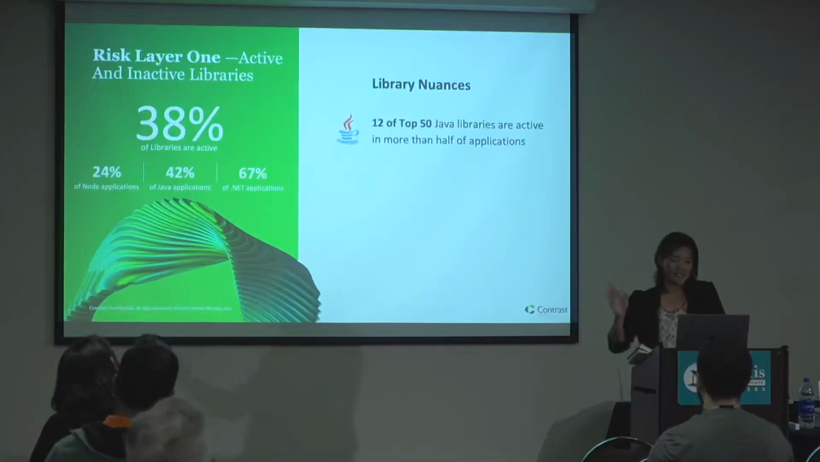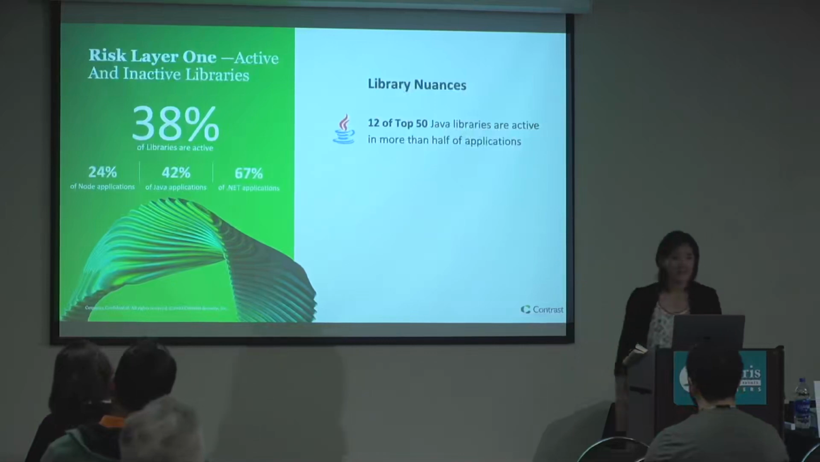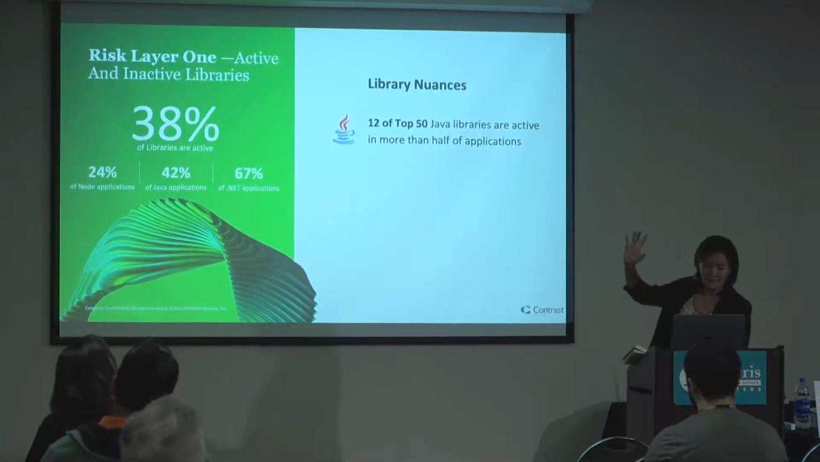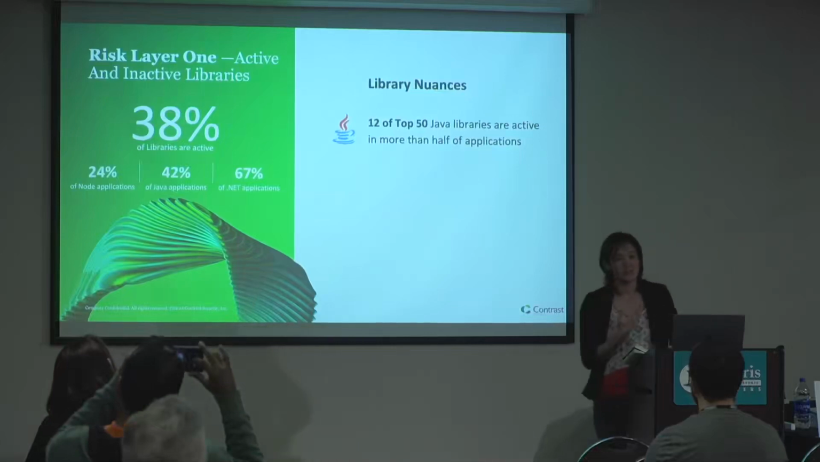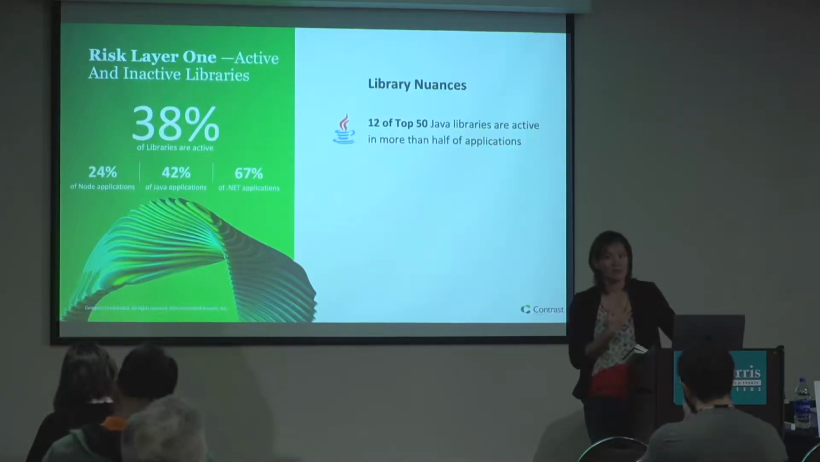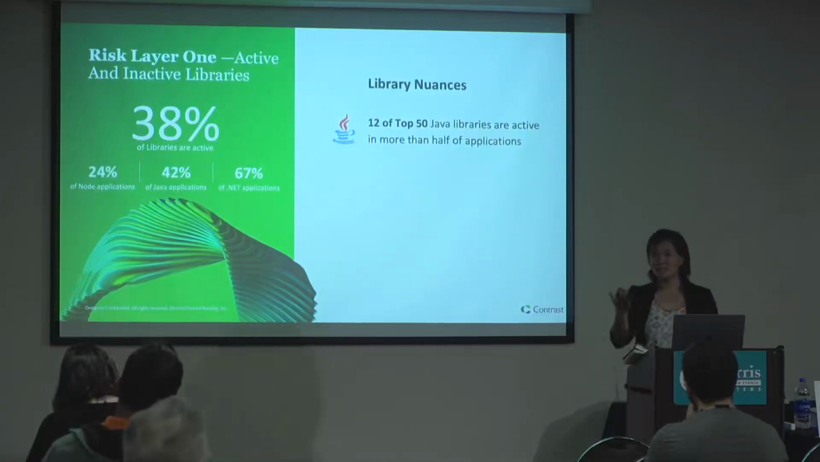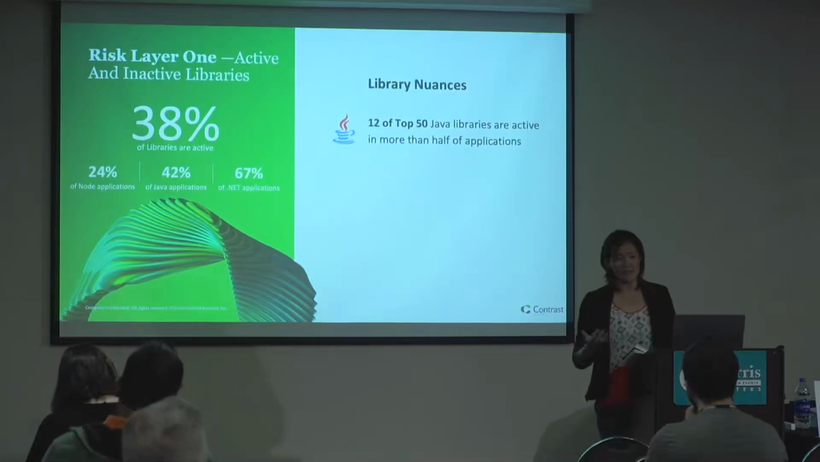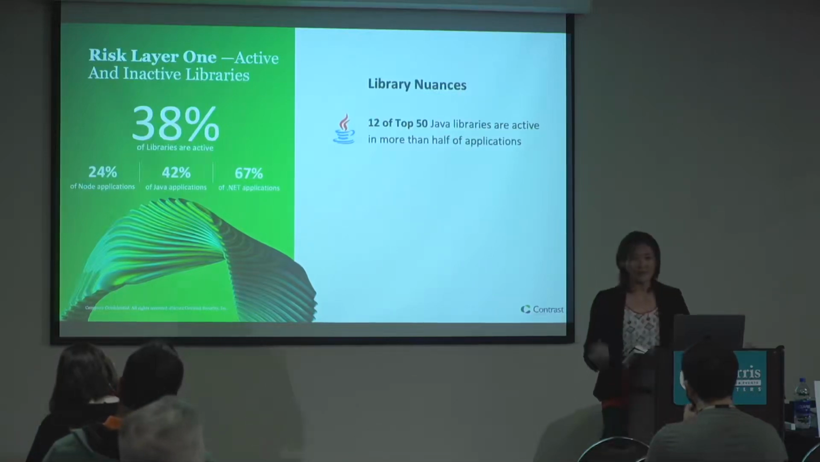All right, but some nuances here. If you take a look at this, 12 of the top 50 Java libraries are active in more than half. So even if only 42% of the libraries in a Java application are active, 12 of the top 50 are in more than half. So if I were a malicious actor, which 12 would I focus on? The 12 that are up in the top 50. I would just go look at what the top 12 Java libraries are that are being used across more than 50% of the applications. I would look for the CVEs, and I'd try to write some exploit code for them. Because attackers aren't stupid.